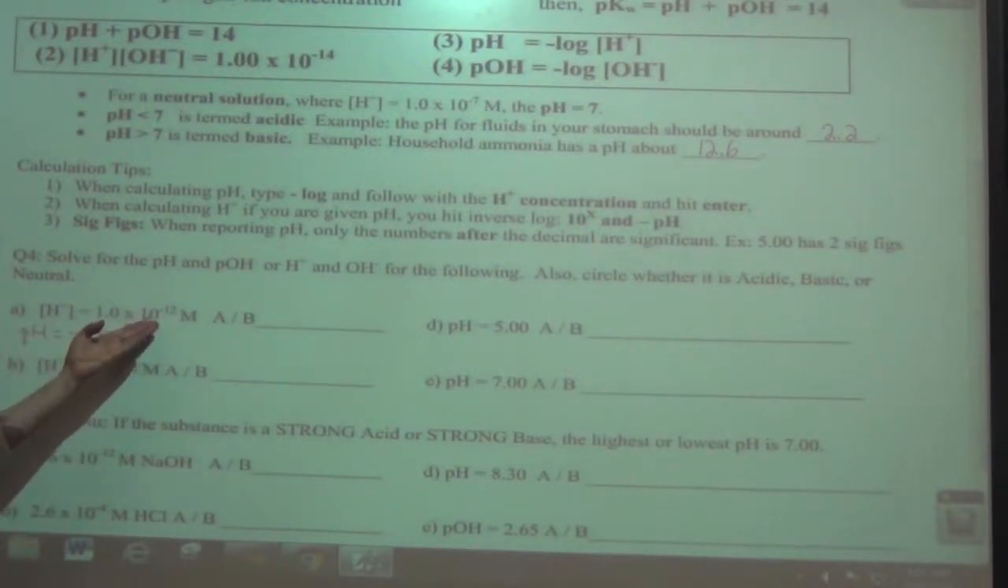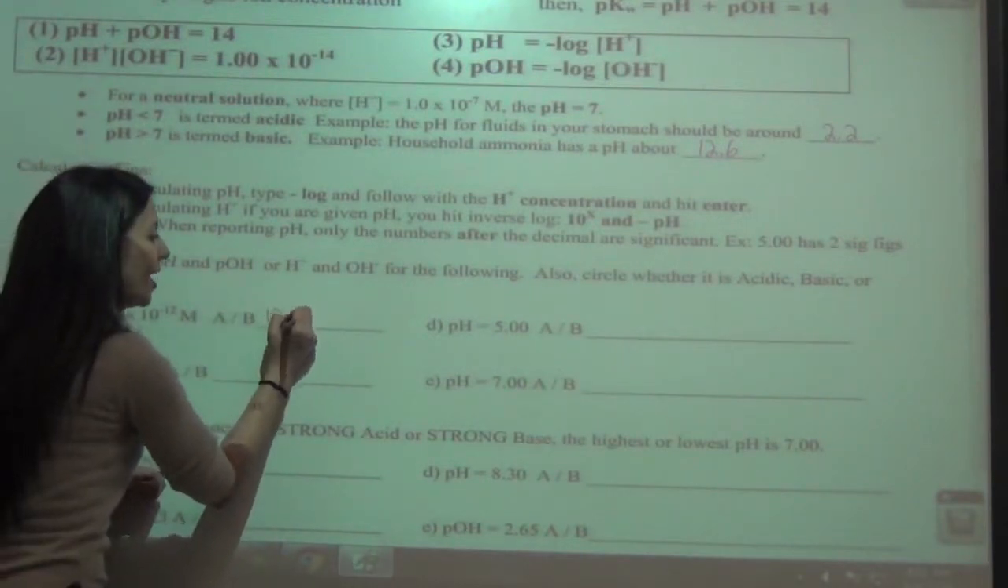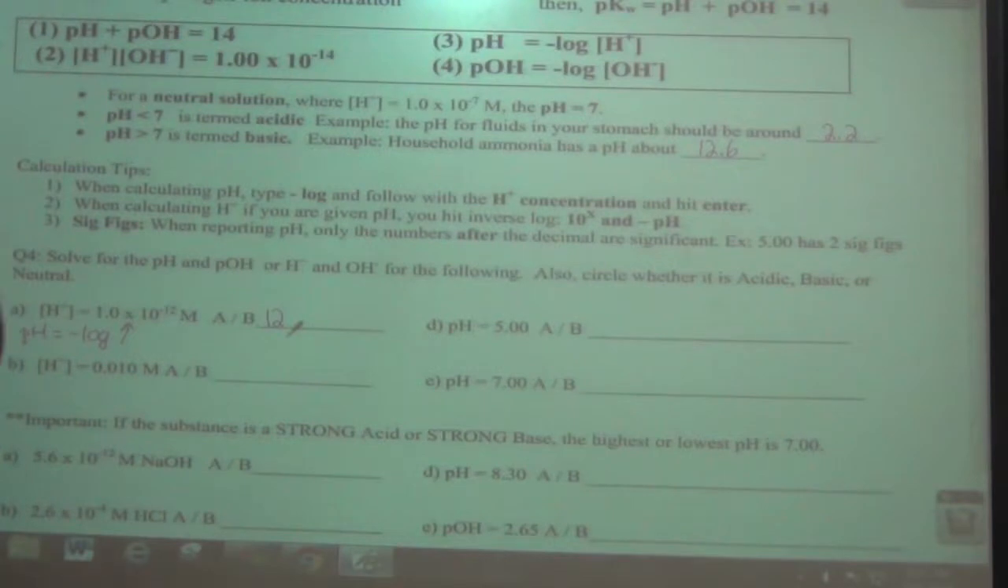And what can you see? What would you get here? 12. Okay, but now we're going to write two answers here because we're going to do the pH and the pOH. So I'm not going to write 12 though, because writing 12 does not give me any sig figs, okay?